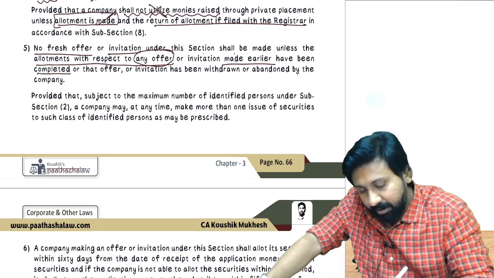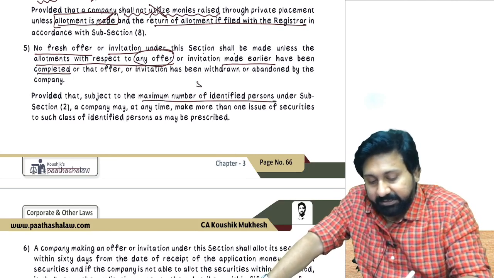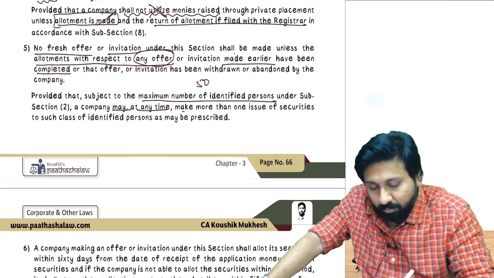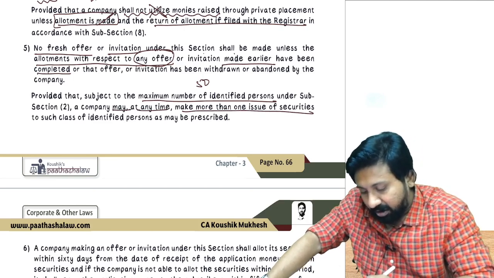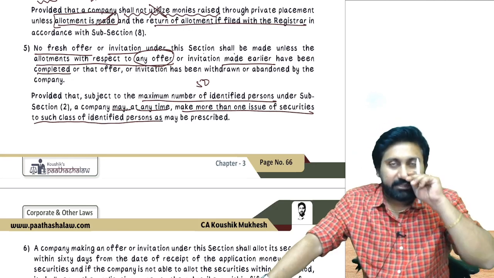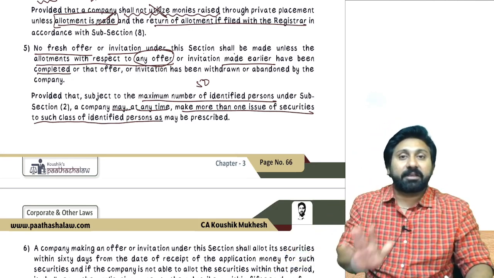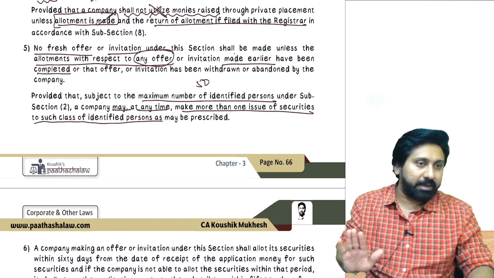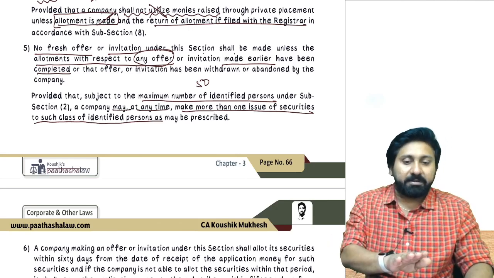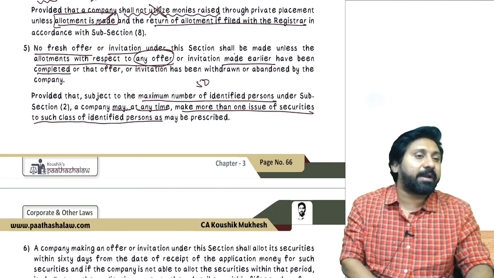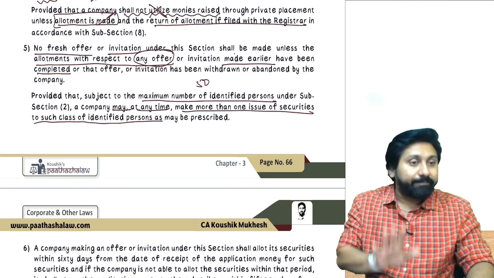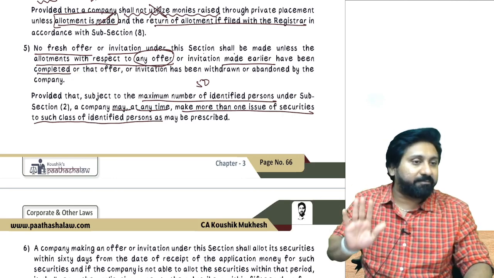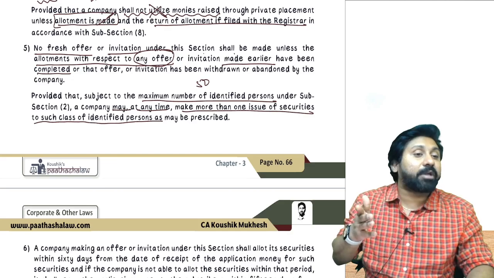However, the maximum number of identified persons is 50. Under subsection 2, a company may at any time make more than one issue of securities to such class of identified persons, but we cannot make two or three private placements. For example, if we made an offer to 50 people, we cannot then make another 50, and another 50. The first 50 offer should be completed, then you go for another private placement offer. However, if first I make it to 10, next I can make it to 10. Within that 50 you can make any number of private placements, but you cannot make multiples of 50 unless the offer is fully subscribed.